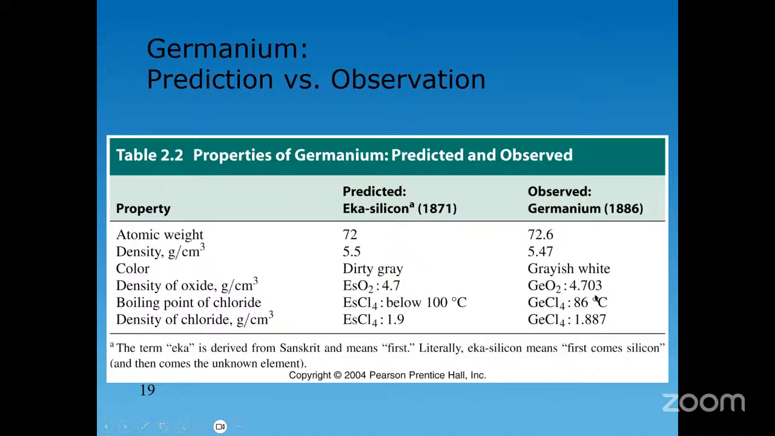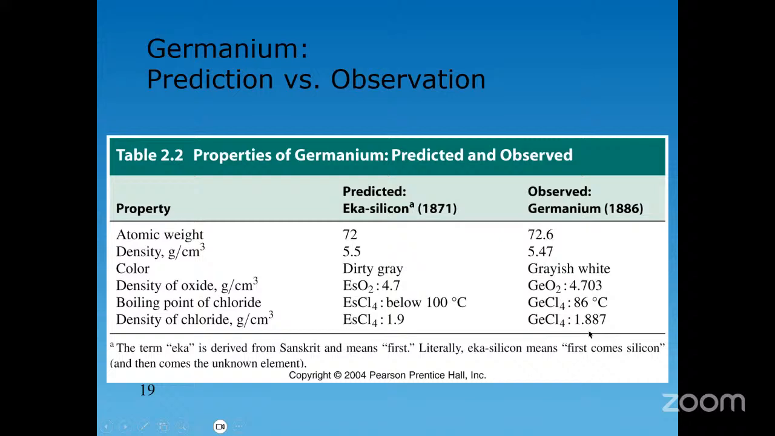turns out to be 4.703. He predicted that the boiling point of the chloride would be below 100 degrees. I guess he couldn't predict to a high degree of certainty. Turns out to be 86 degrees when this chloride was discovered. And then he predicted that the density of the chloride would be 1.9. It was discovered to be 1.887.